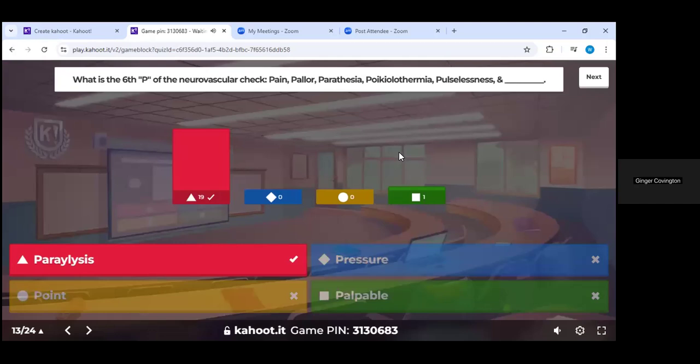Okay, so obviously y'all picked up on I like my six P's, and I love them. I love the way that you're able to remember them, but make sure you know what this is assessing. What is the neurovascular assessment doing? What are we looking for? You're looking for injury. Injury, yes. And then the big thing is tissue injury because of, anybody know?